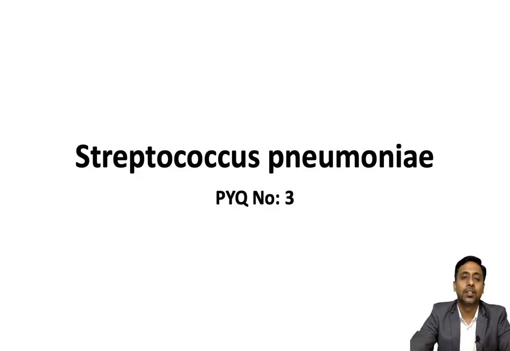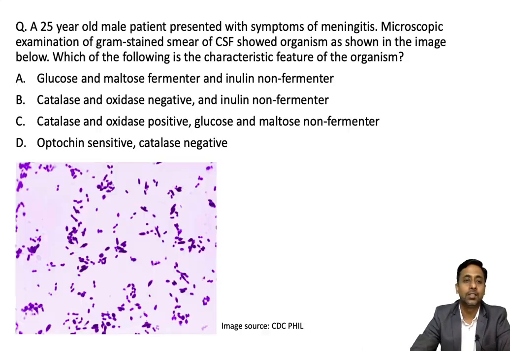Okay, so let's start with today's topic, Streptococcus pneumoniae, PYQ number 3. So just see the MCQ. A 25-year-old male patient presented with the symptom of meningitis. Microscopic examination of gram stain smear of CSF showed organism as shown in the image below. So which of the following is the characteristic feature of the organism?